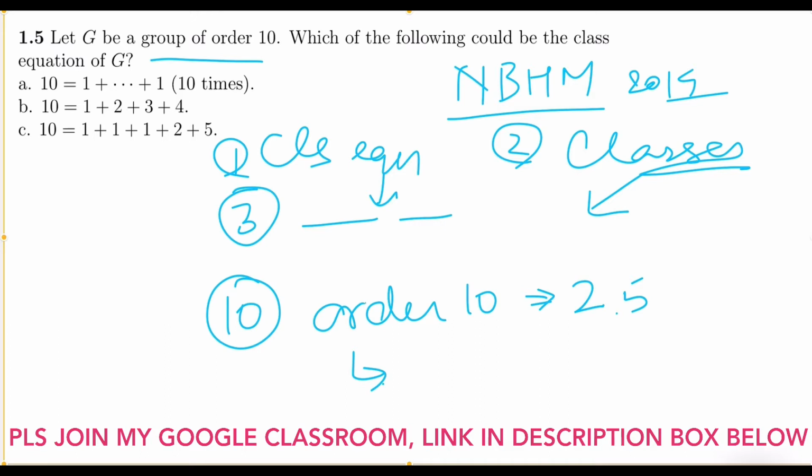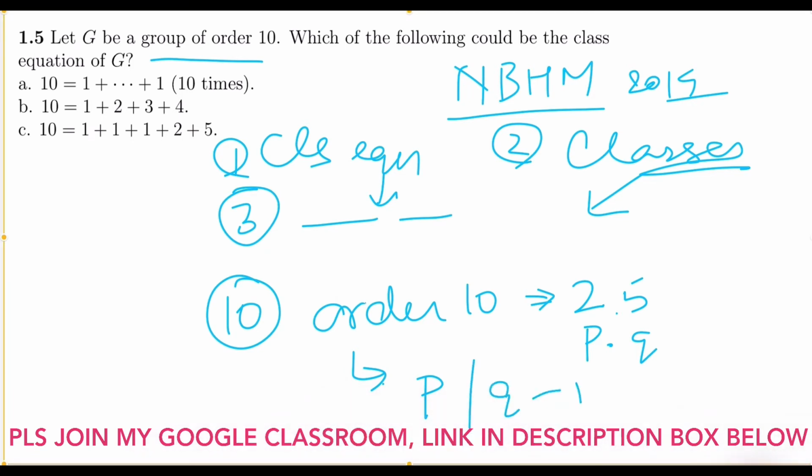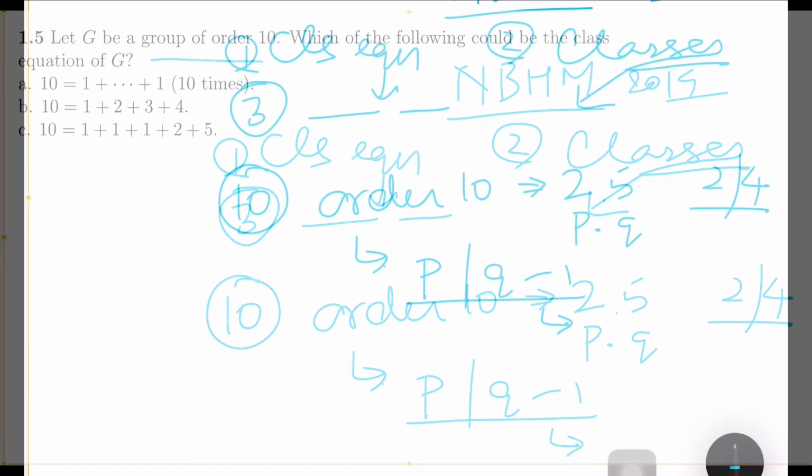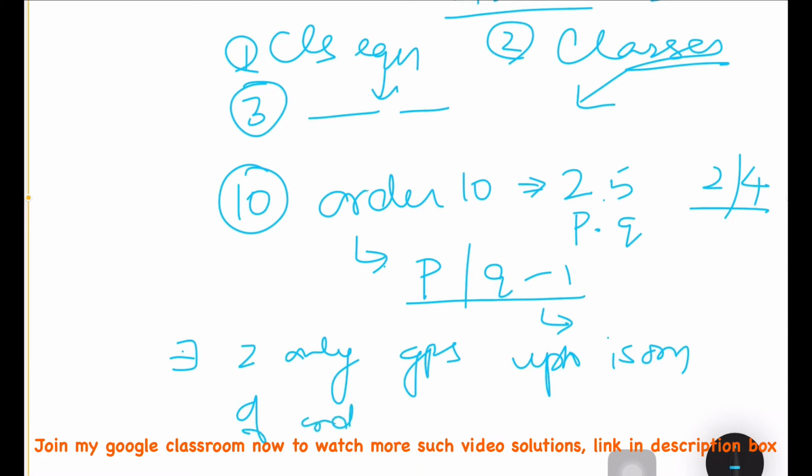You can break it, so it is of the form P into Q, where P and Q are primes, and P divides Q minus 1, right? Because 2 divides 5 minus 1, which is 4. So in that case we have that there are only two groups up to isomorphism of order P into Q, when P divides Q minus 1. And also we have their type.